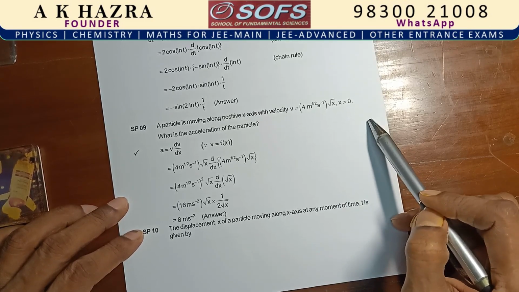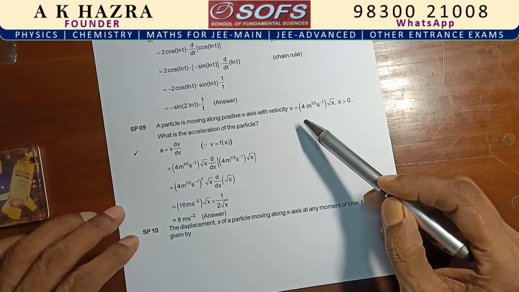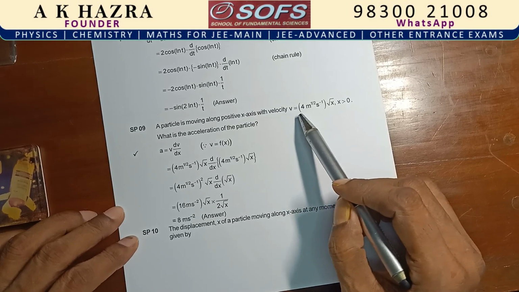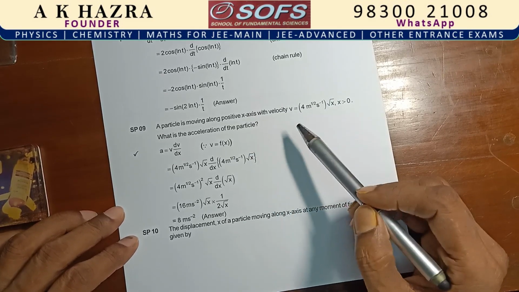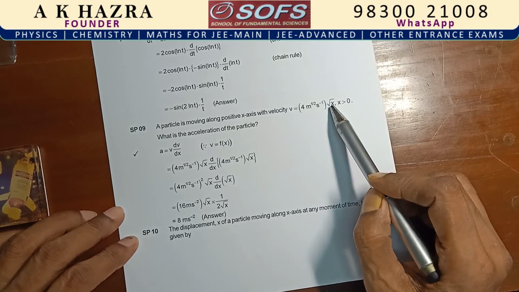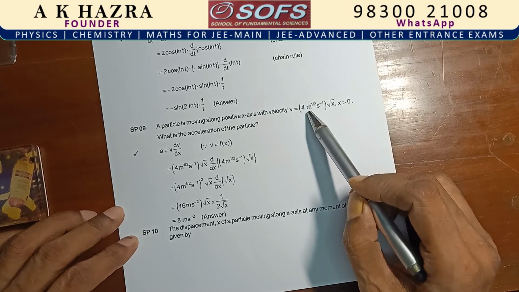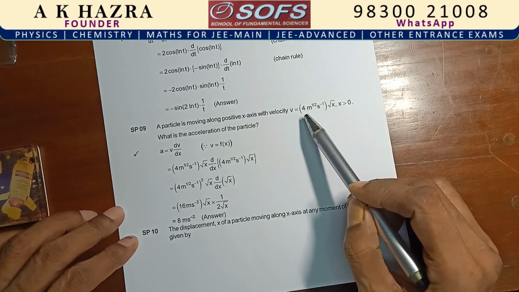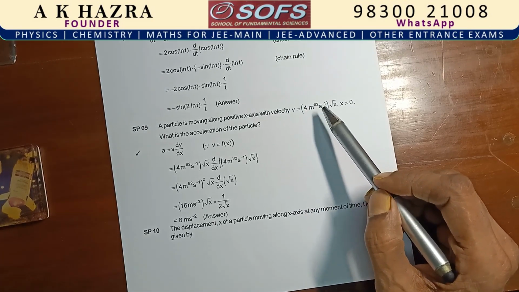Root x means what? Root over meter. And accordingly you can find the dimension or SI unit of 4. Again you see V equals meter per second. You can verify also, root x means meter to the power half. So meter to the power half and meter to the power half is equal to meter per second. So V is equal to meter per second, and from here you can find the dimension of V.